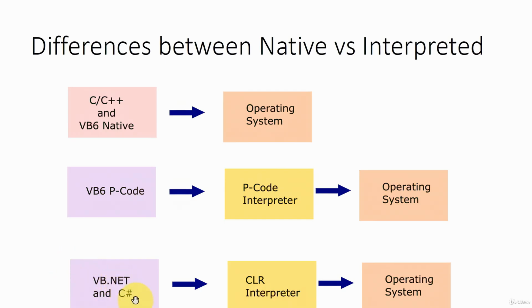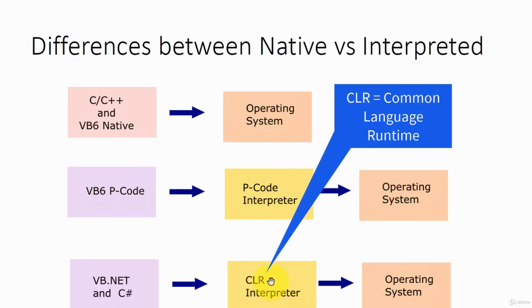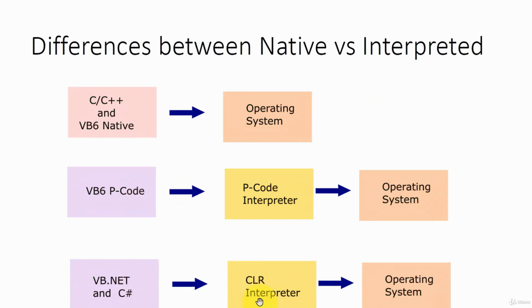Now for VB.NET and C# executable files, it borrows the same idea from the P code. In other words, it also needs an interpreter. And this interpreter is the Common Language Runtime, also known as CLR, interpreter. And this CLR interpreter will interpret the .NET Framework code before it is executed by the operating system. So the method of running the exe files are different for these three frameworks.